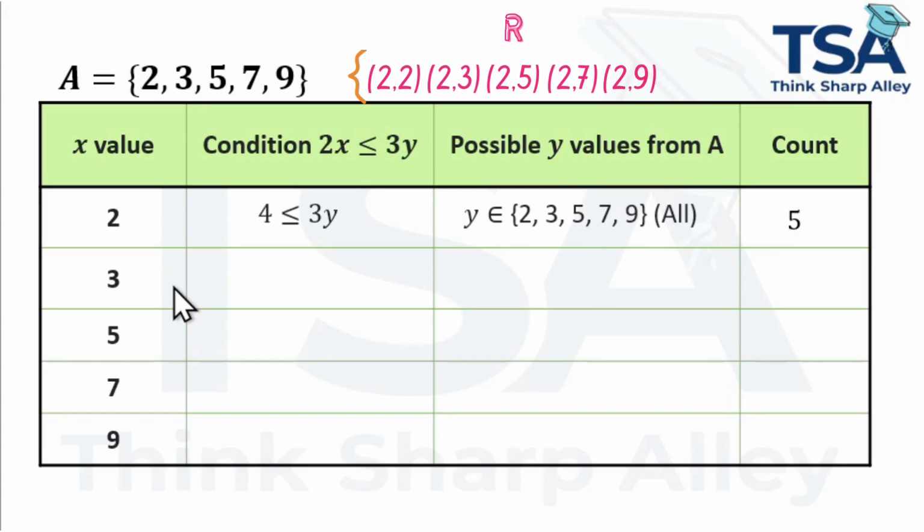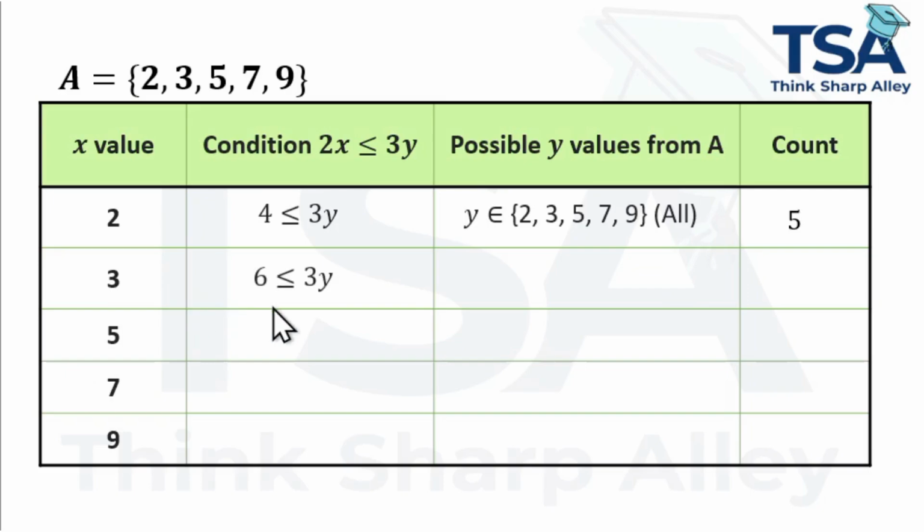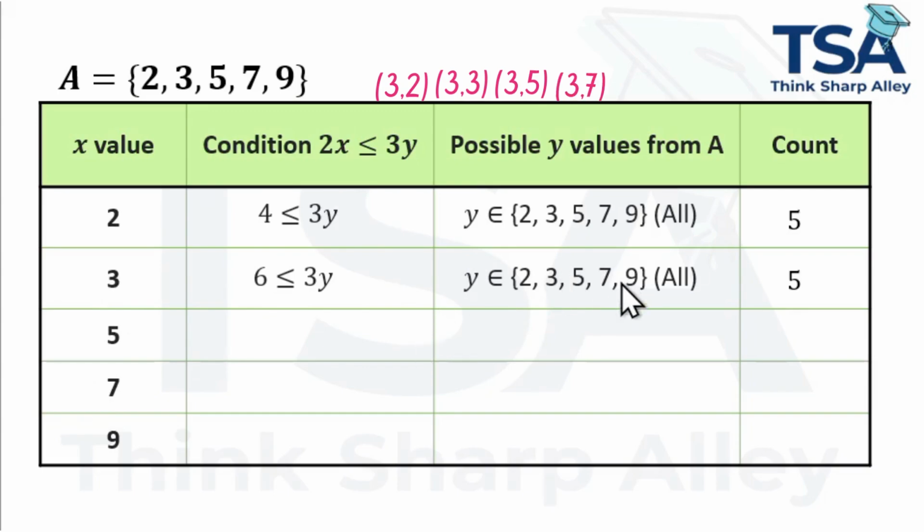Next, for x equal to 3, we have the condition 3 times 2, which is 6, less than or equal to 3y. If I put the first value, I get 6 less than or equal to 6, which is true. That means all the other values will also be true. So again the count is 5, because I get 5 such ordered pairs for my R, which are (3,2), (3,3), (3,5), (3,7) and (3,9).